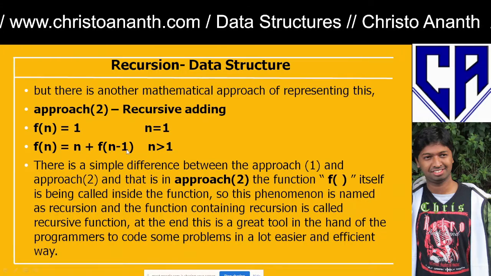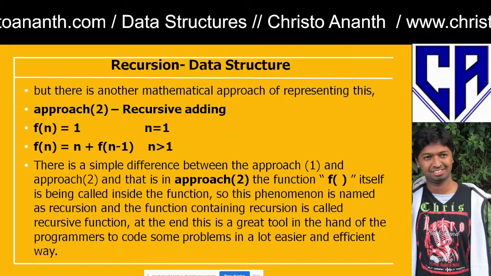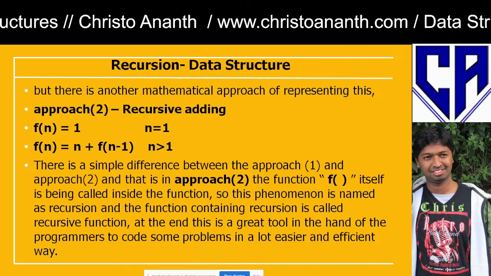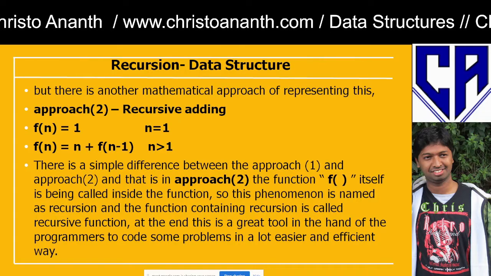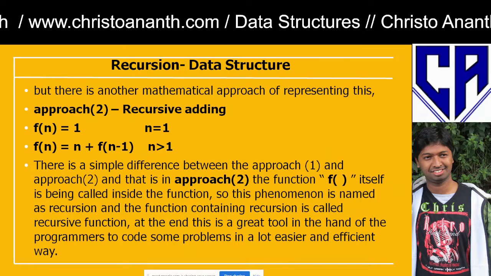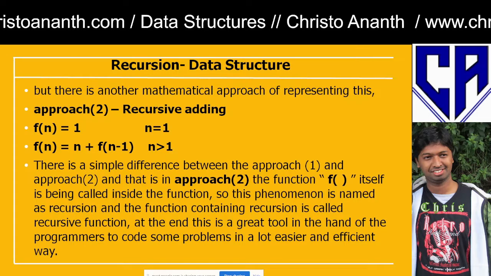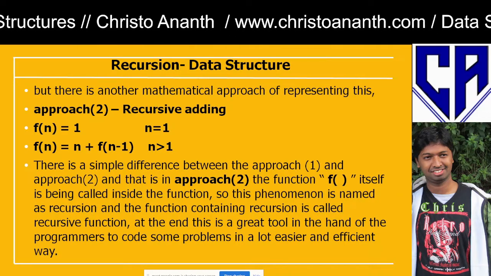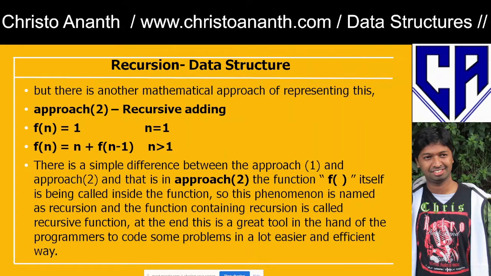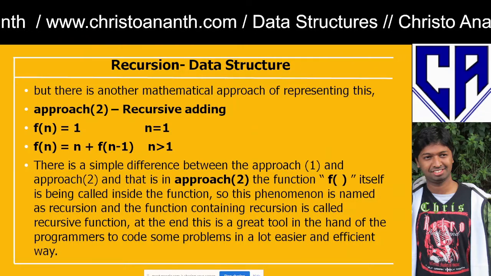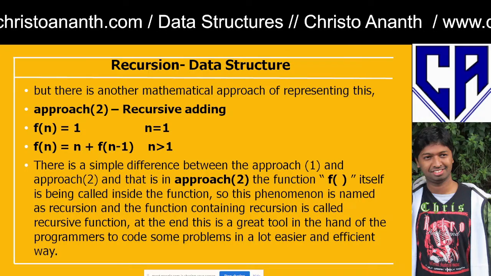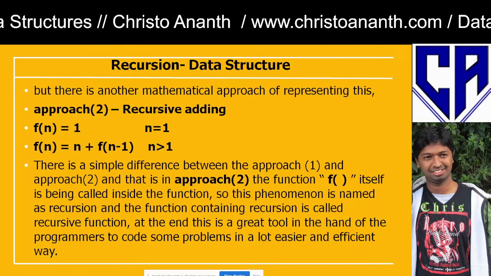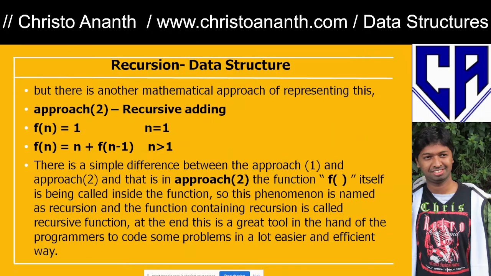So the function gets added up. That's the simple difference between approach 1 and approach 2, because in approach 2, the function f calls itself inside the function. So you call it recursion, and the function containing the recursion is called the recursive function. At the end, this is a tool for programmers to code some problems, and it is easier and more efficient as well. So this is what you call recursion in data structures.